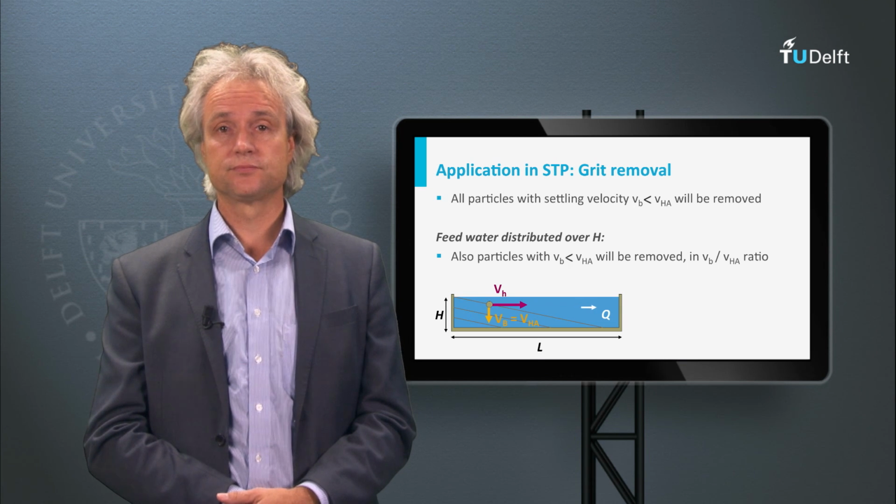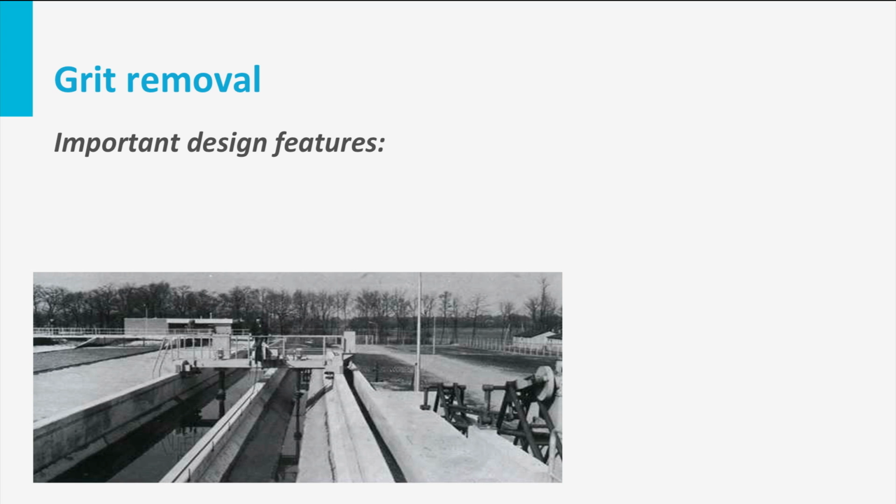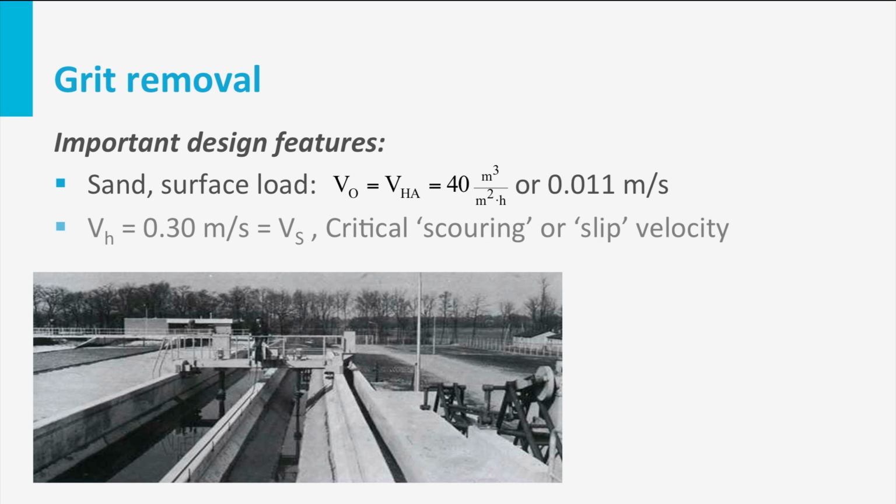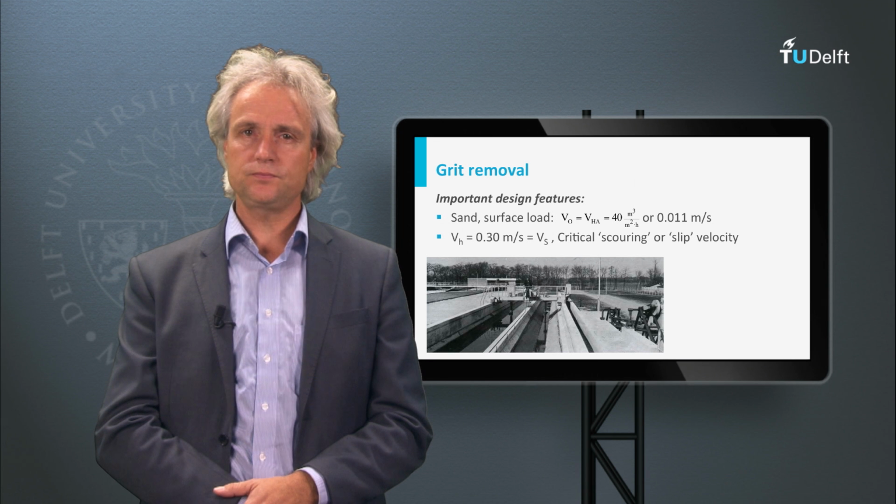and thus a higher removal efficiency. The most important design features of a rectangular grit chamber are therefore: 1. The maximum hydraulic surface load or Hazen velocity should be below 40 cubic meter per square meter per hour, or 40 meter per hour, or 0.011 meter per second. 2. The critical horizontal velocity that may lift the sand from the bottom is 0.3 meter per second. This 0.3 meter per second is therefore called the critical scouring velocity or slip velocity. In our design, the resulting horizontal velocity must always be below this value.